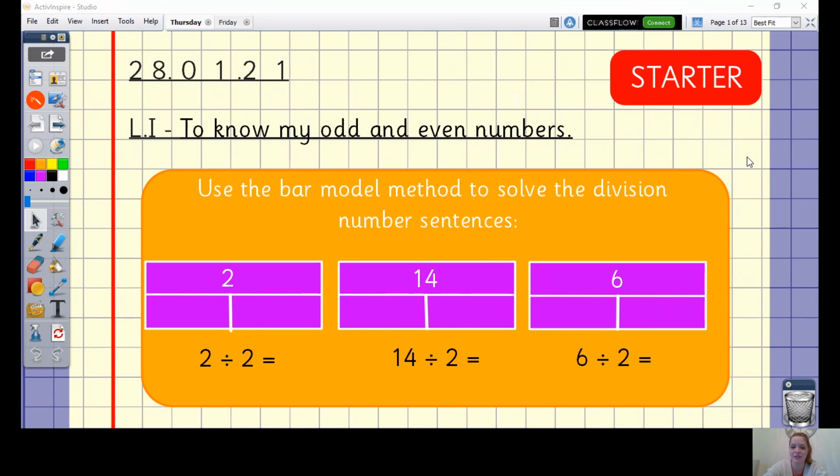Okay, hopefully you've had some time to have a go at solving those 3 number sentences. I'm going to share the answers with you. So 2 divided by 2 is 1. As you can see in my bar models, I've shared my whole into 2 groups. I've shared it equally. So I've shared 2 into my 2 groups, and I can see there's 1 in each group. And 14, again, I've shared into my 2 groups. I've got 7 in each group, and 6, I've done the same, and the answer would be 3 there. Well done if they were the answers that you found as well.